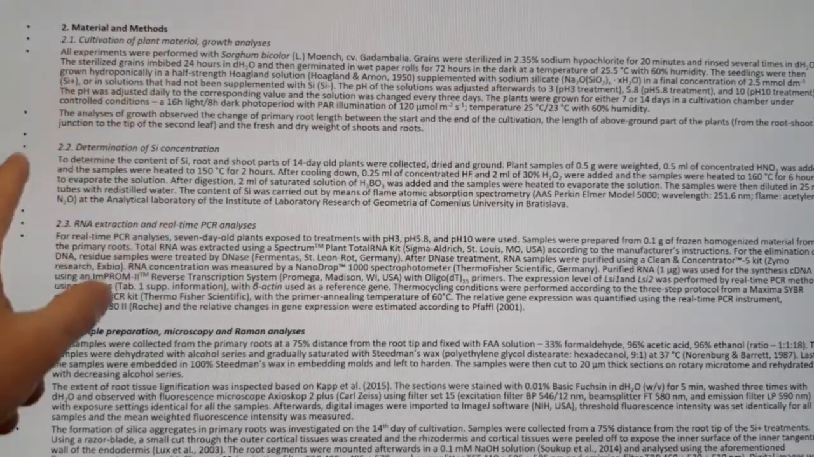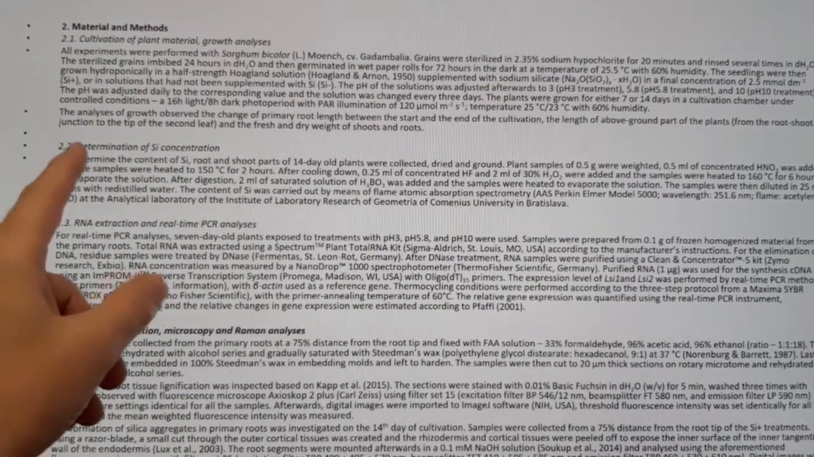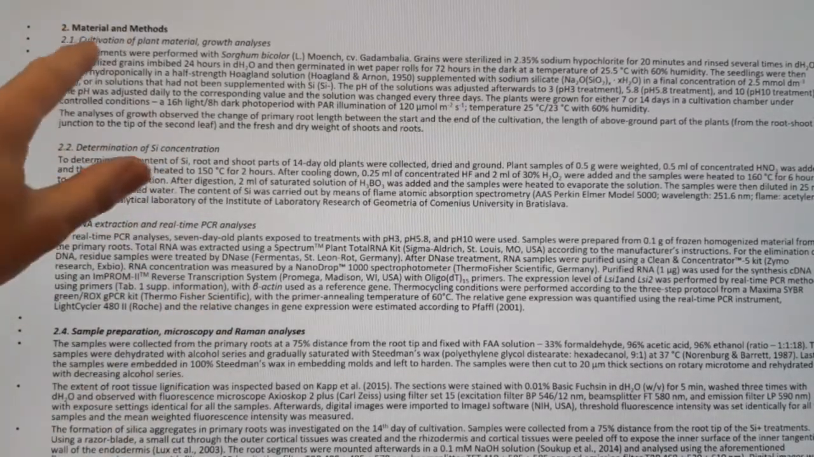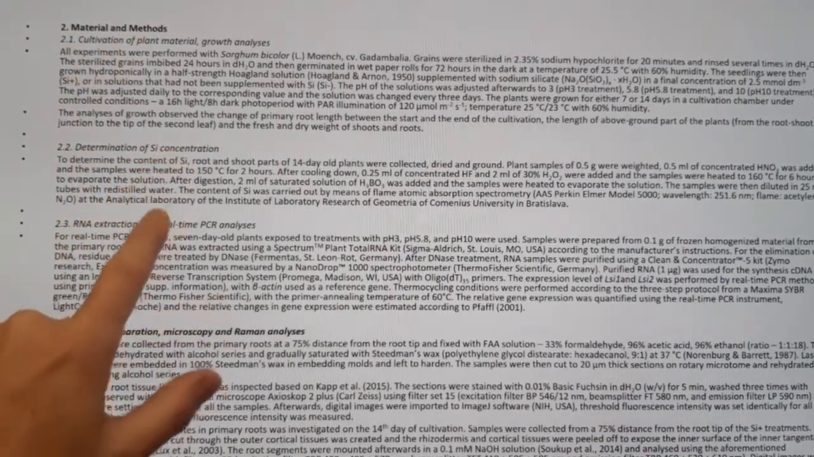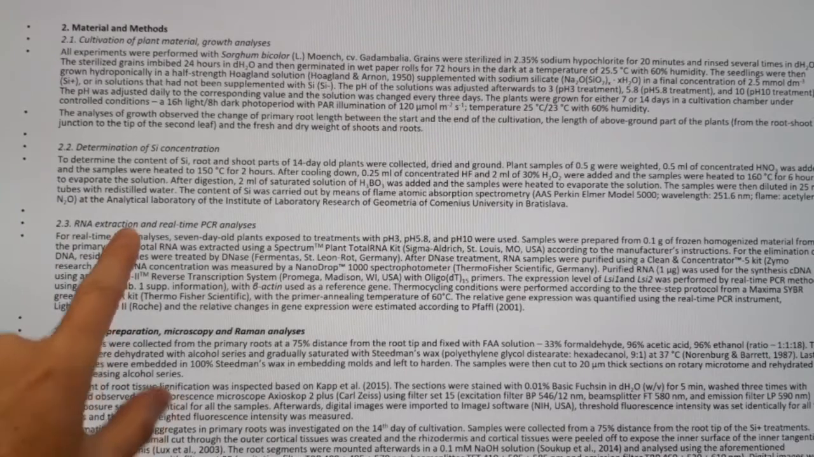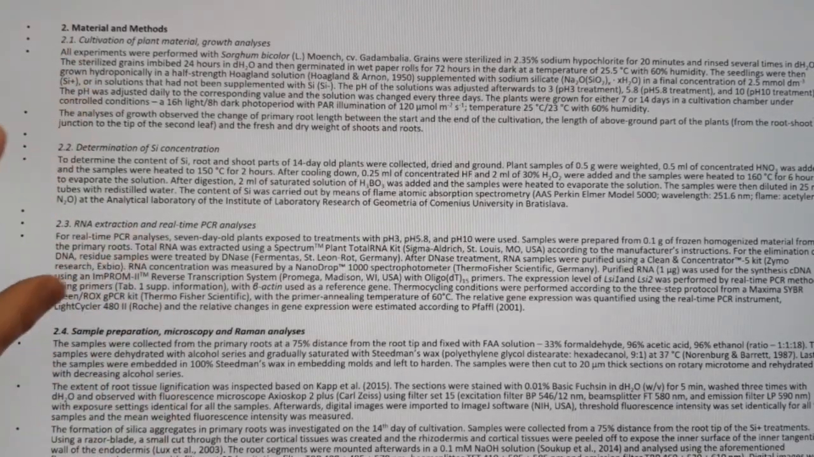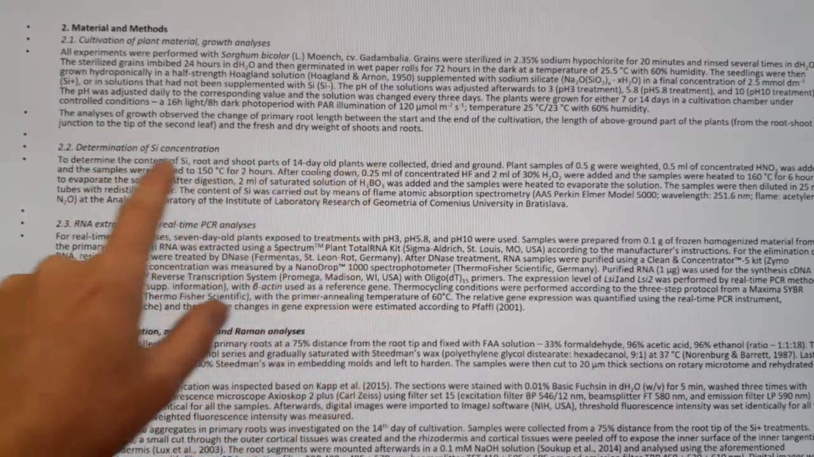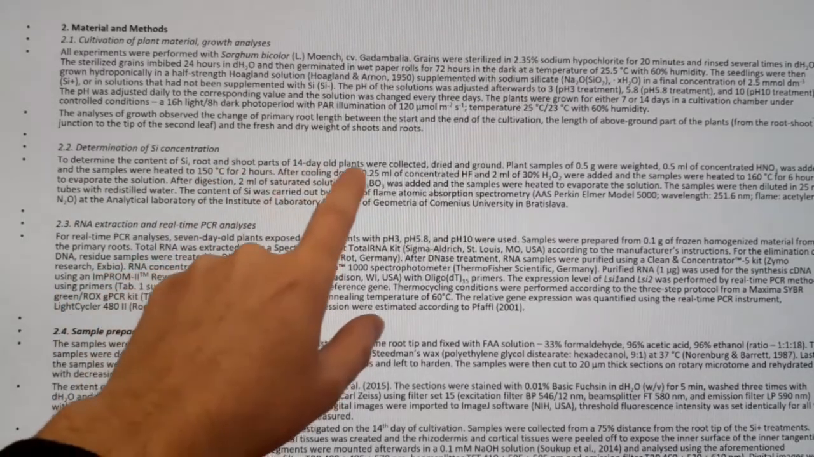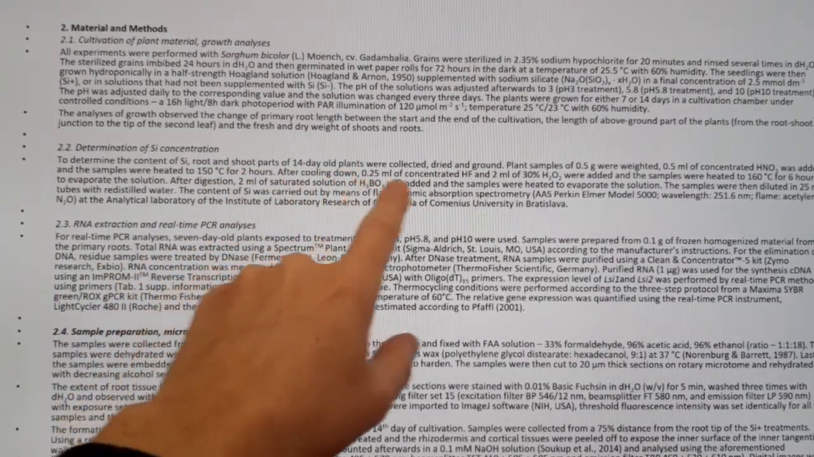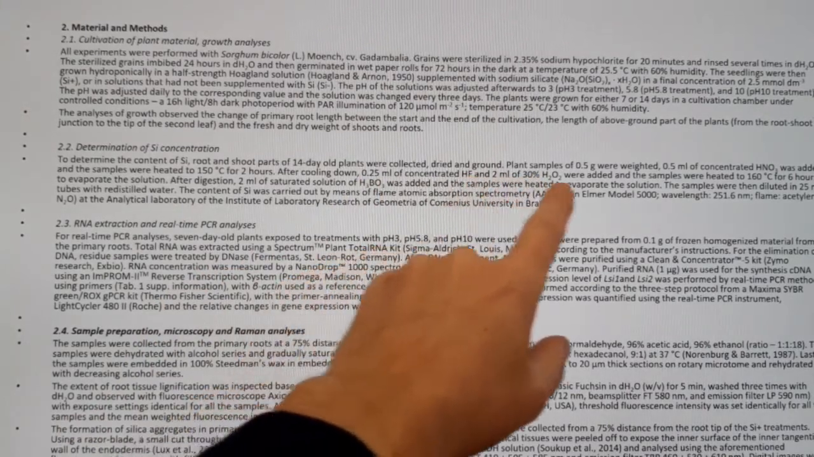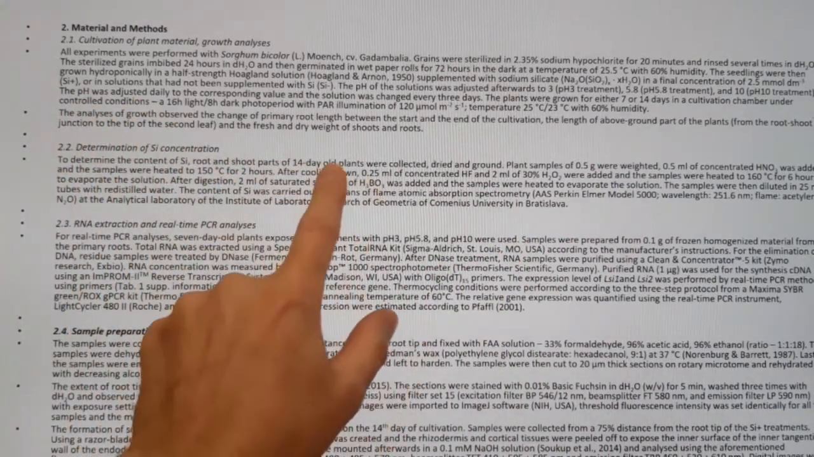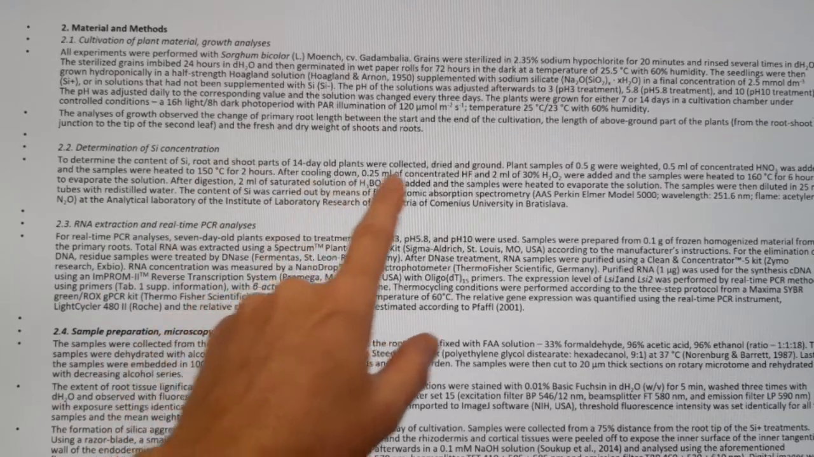This is a combination of the materials and methods for determining SI concentration. So we have three kinds here: cultivation of plant, determination of SI concentration, and RNA extraction. The author has separated everything here. So these are the materials and the methods that they use. The root and shoot parts of 14-day-old plants were collected. Plant samples of 0.5 grams were weighed, for 2 hours after cooling down. So everything has been sequenced here.